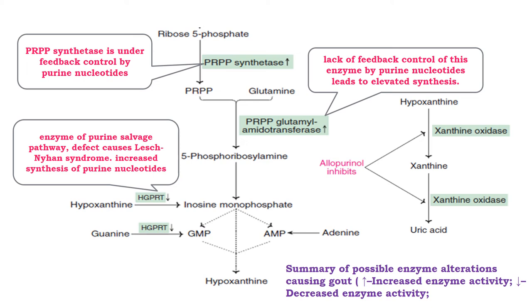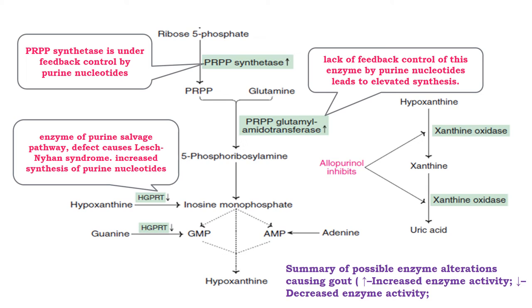Now if there is an increase of this enzyme PRPP synthase, this is under feedback control by purine nucleotides. So our body has a mechanism to control this enzyme, because as I have told you, in the feedback mechanism the end products come back to inhibit the first step. Now for HGPRT, if there is a decreased concentration of HGPRT, which is an enzyme of the salvage pathways, as in Lesch-Nyhan syndrome, then there is an increase in the synthesis of purine nucleotides. If there is an increase in the synthesis of purine nucleotides, then the degradation is also increased.